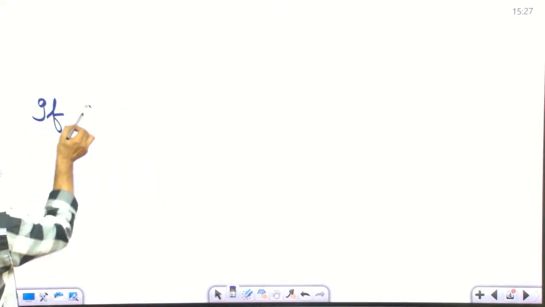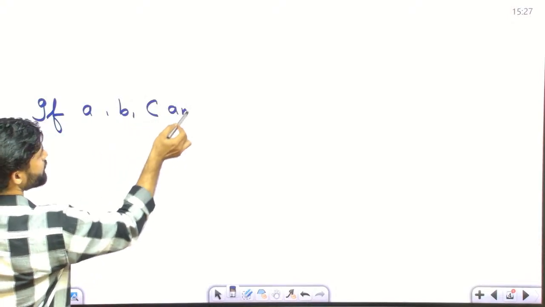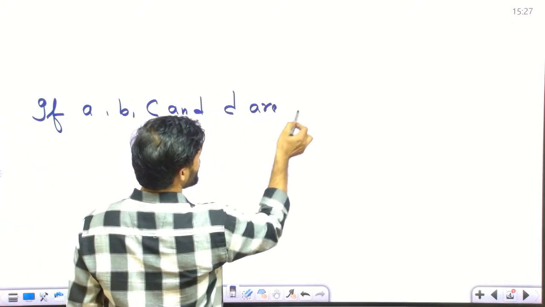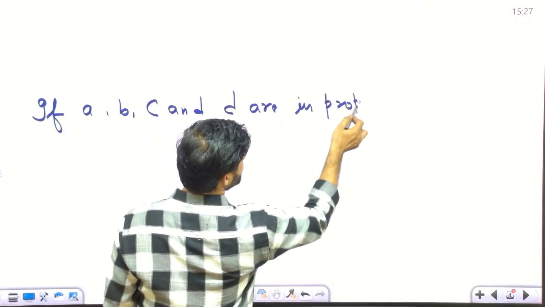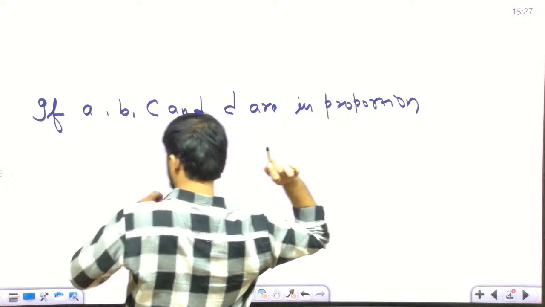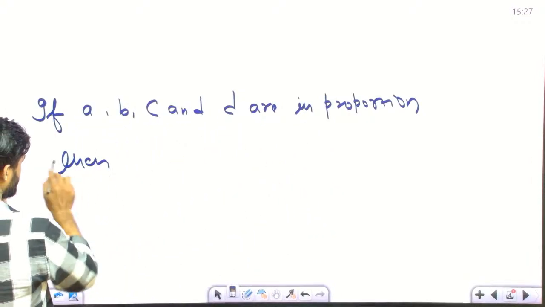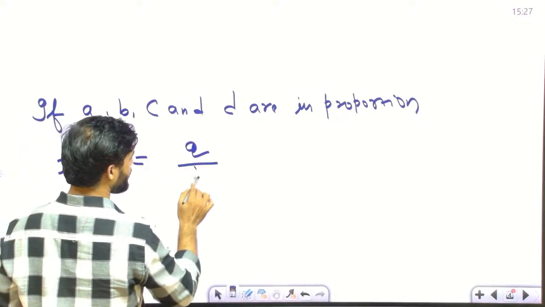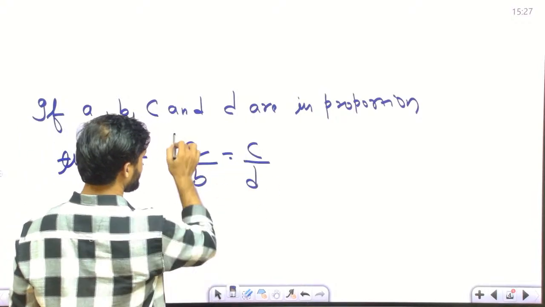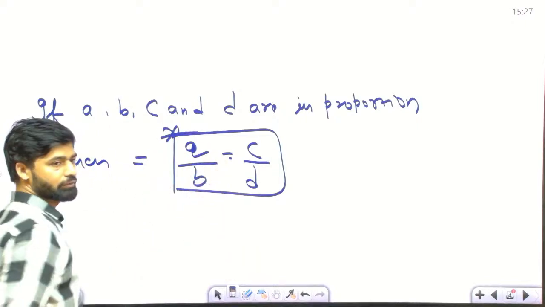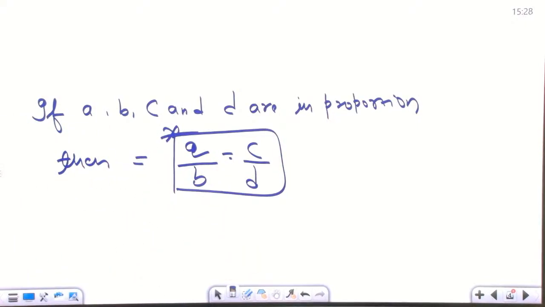If A, B, C and D are in proportion, then the arrangement will be like A by B equals to C by D. Put it in a box. This is fourth proportion. If A, B, C and D are in proportion, then the arrangement will be A by B equals to C by D. Okay, done?